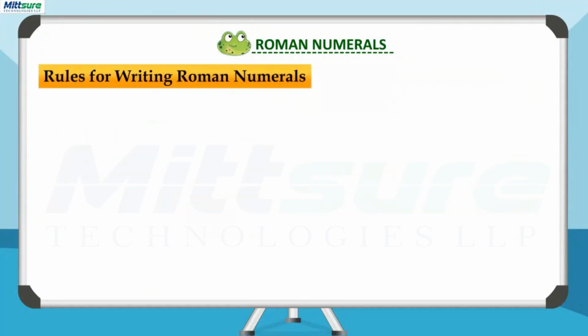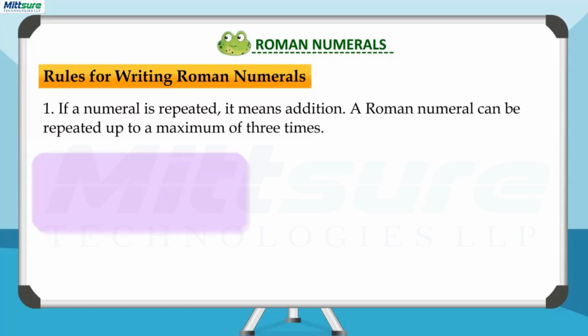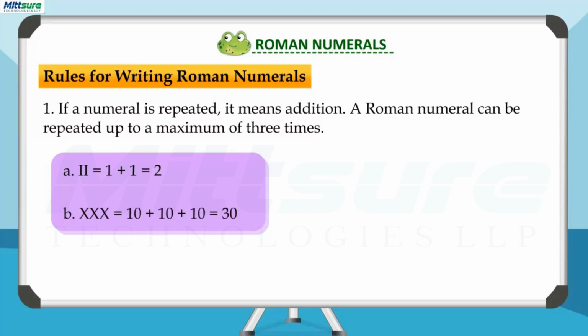Rules for writing Roman numerals. 1. If a numeral is repeated, it means addition. A Roman numeral can be repeated up to a maximum of 3 times. II is equal to 1 plus 1, which is equal to 2. XXX is equal to 10 plus 10 plus 10, which is equal to 30.